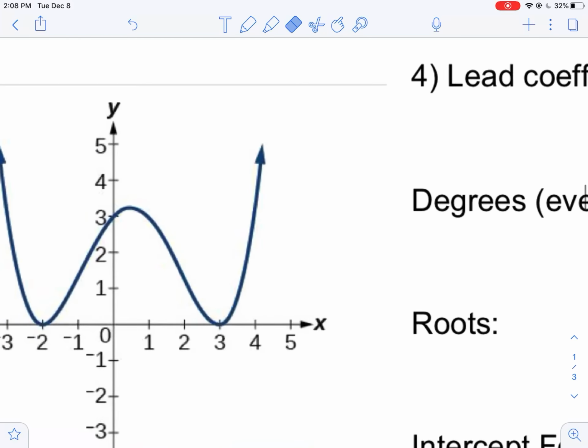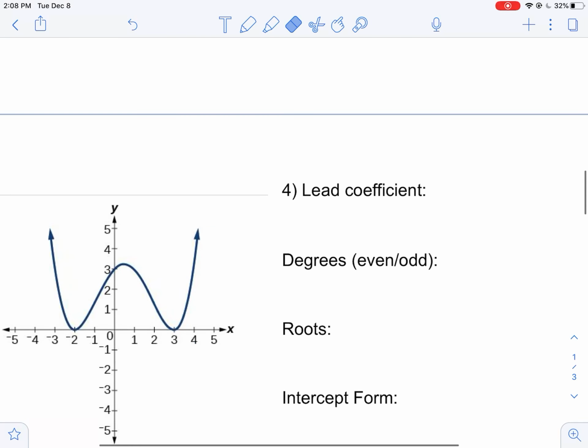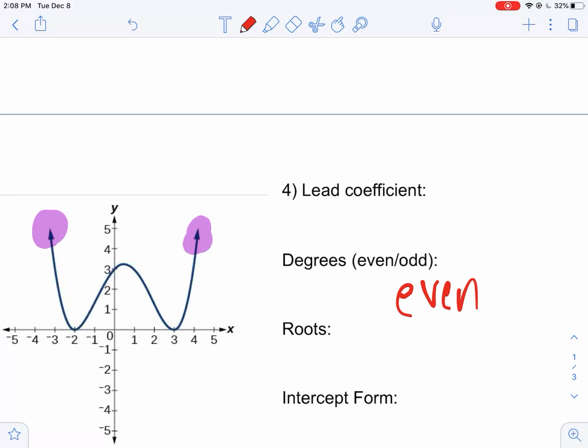I'm going to scroll down a little bit. Like right here. Now you notice, it starts up here, ends up here. Starts going up, ends going up. That means it's going to be an even function here. We're going to have even degrees. Now our lead coefficient is going to be positive because it ends going up, starts going up.